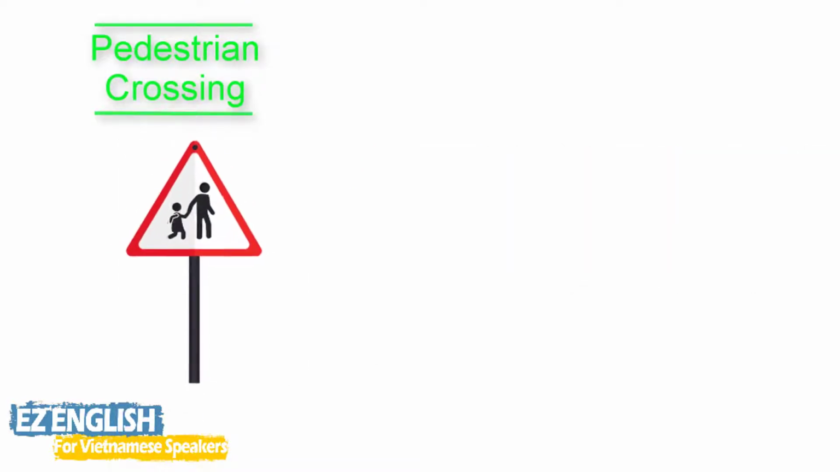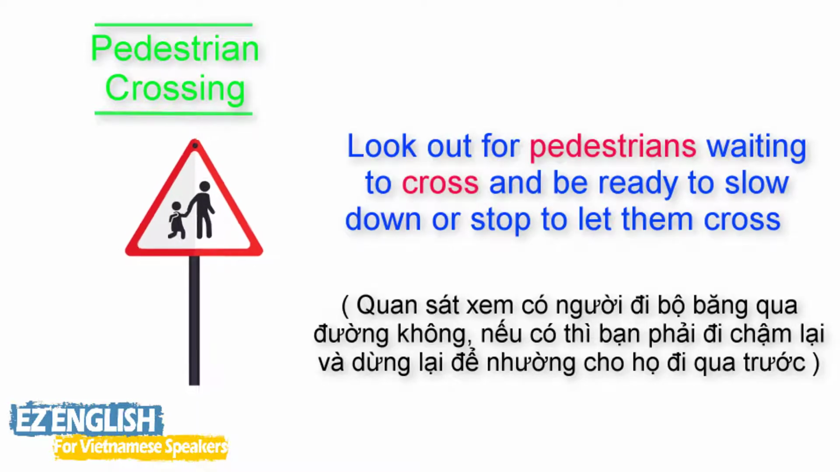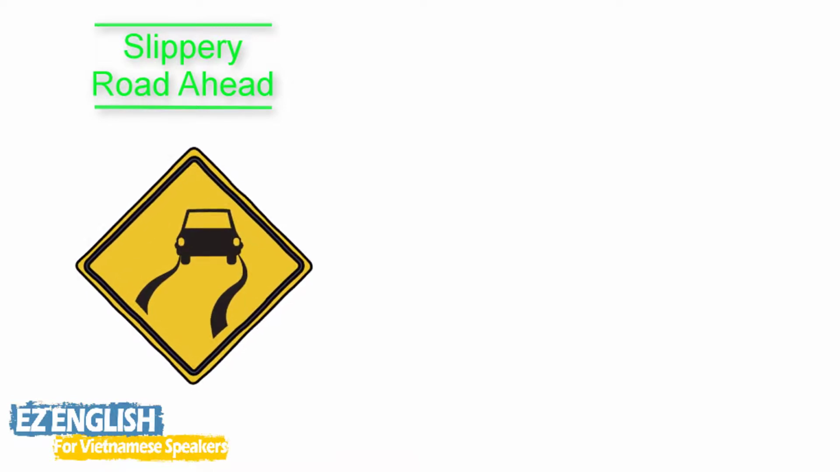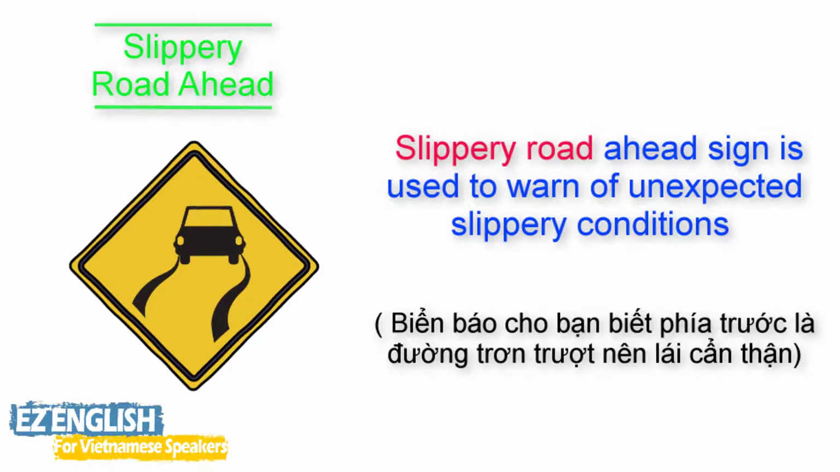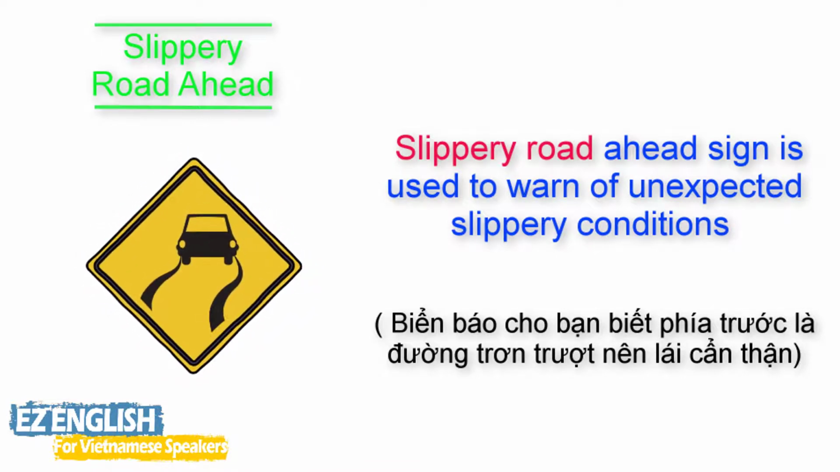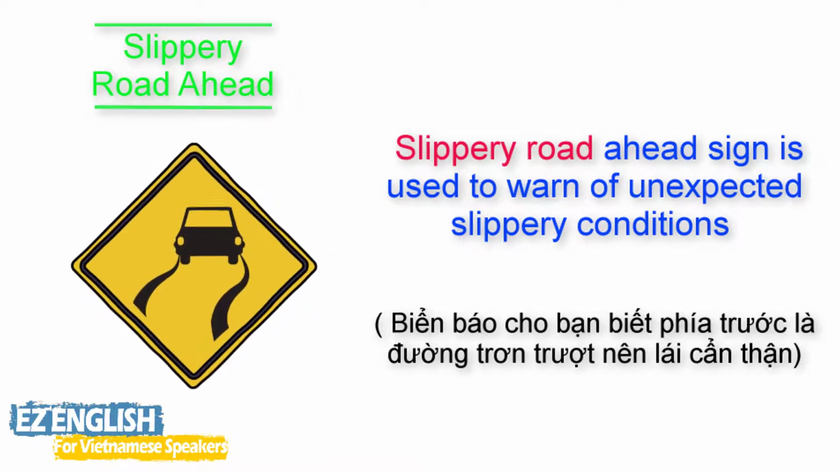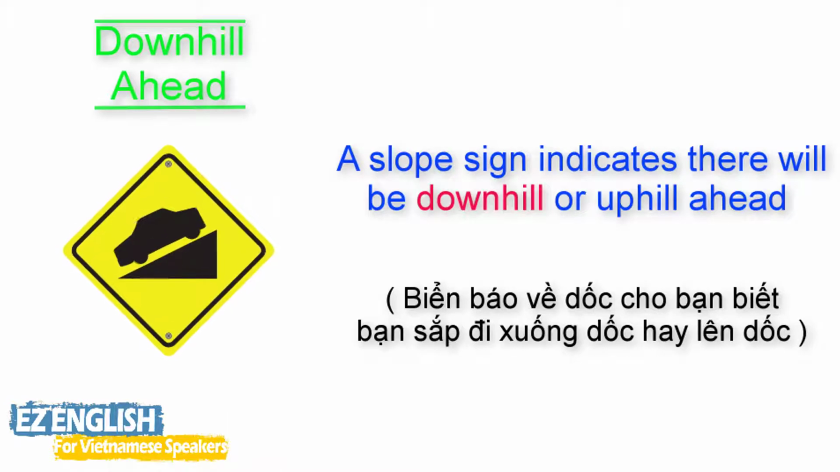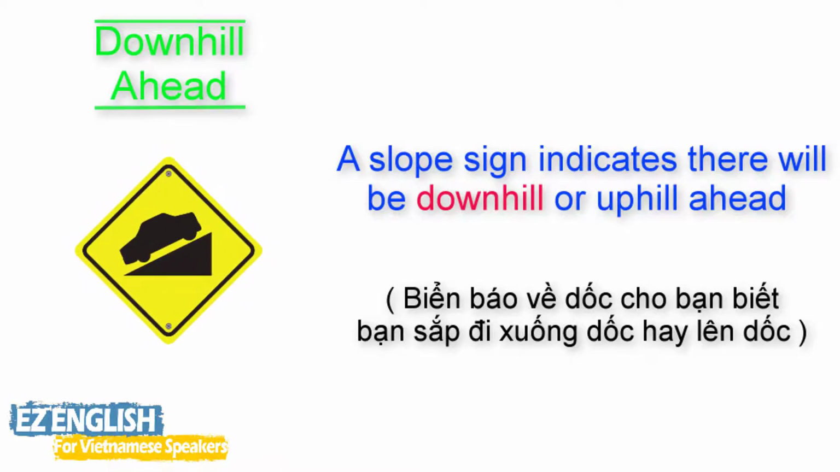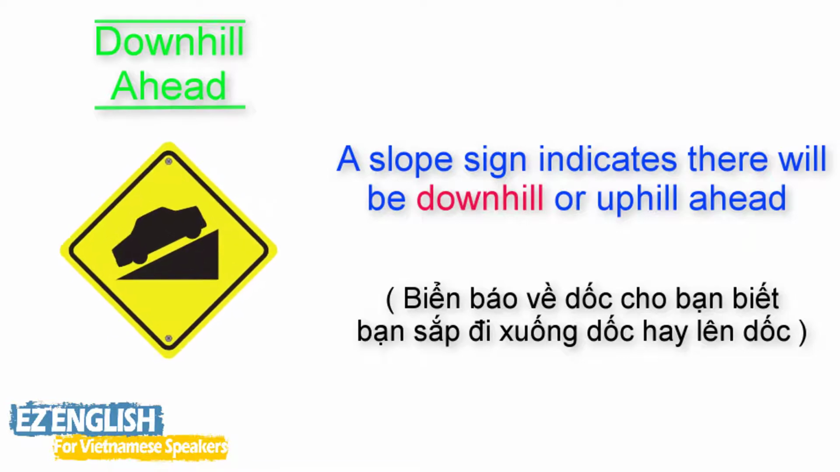Pedestrian crossing. Look out for pedestrians waiting to cross and be ready to slow down or to stop to let them cross. Slippery road ahead. Slippery road ahead sign is used to warn of unexpected slippery condition. Downhill ahead. A slope sign indicates there will be downhill or uphill ahead.